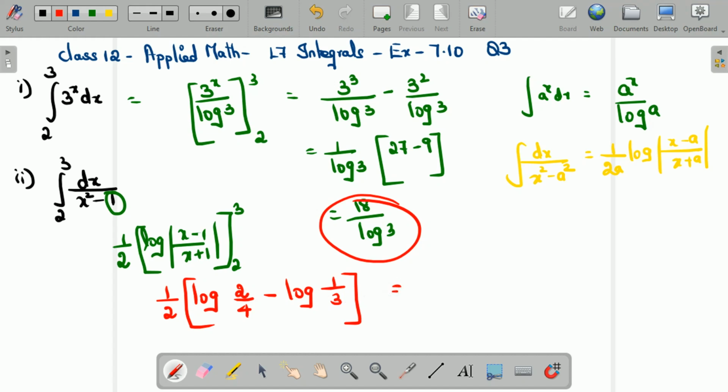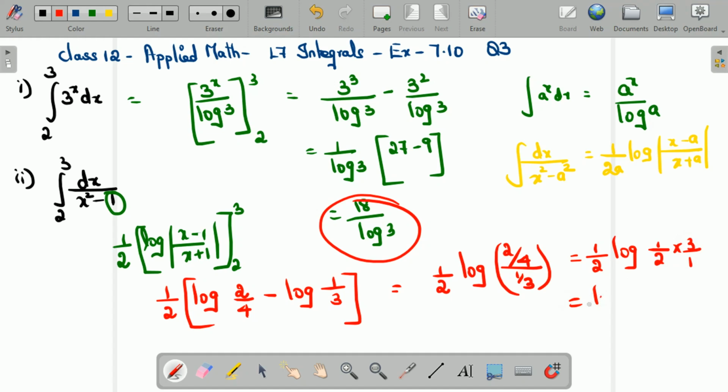Remember the logarithm properties, log a minus log b is log of a by b. So we can write this as half into log of (2 by 4) divided by (1 by 3). So this we are going to simplify. So this is half into log of, 2 by 4 is nothing but 1 by 2, and this will become 3 by 1. So on simplification, it is half into log of 3 by 2. So this is the final answer for the second subdivision.